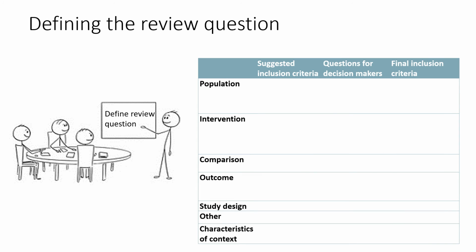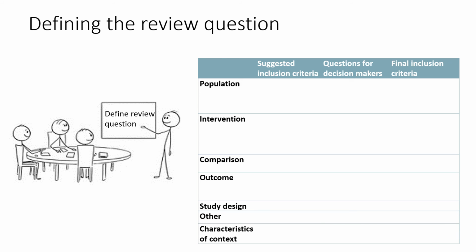Firstly, the end users and review team work together to define the review question using a template. Using a template ensures a few things. First, there's a structured discussion of the review question and inclusion criteria, whereby the end users and review team go through each issue in a systematic way. Secondly, there's a transparent record of the discussion for posterity.